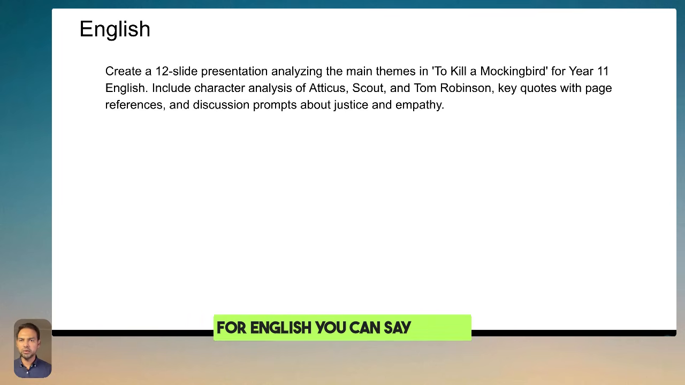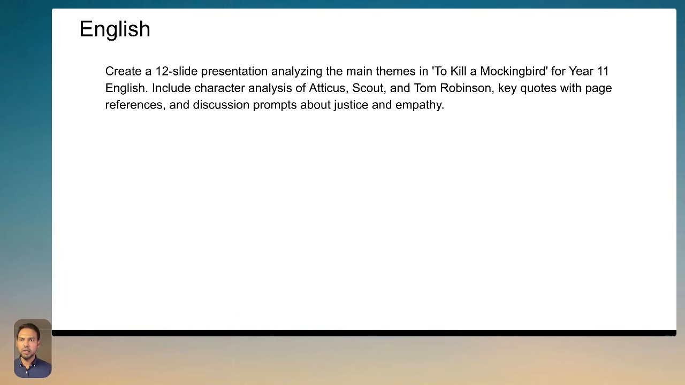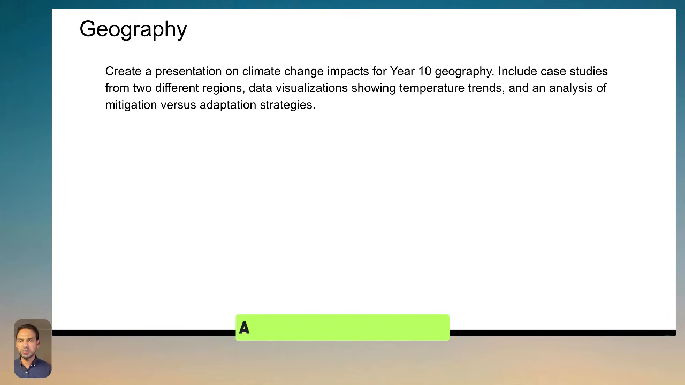For English, you can say create a presentation analyzing the main themes in a novel or reading text. For geography, you can say create a presentation on climate change and its impact for a Year 10 student. And then you can ask for different regions. You can ask for some visuals and an analysis of mitigation versus adaptation.